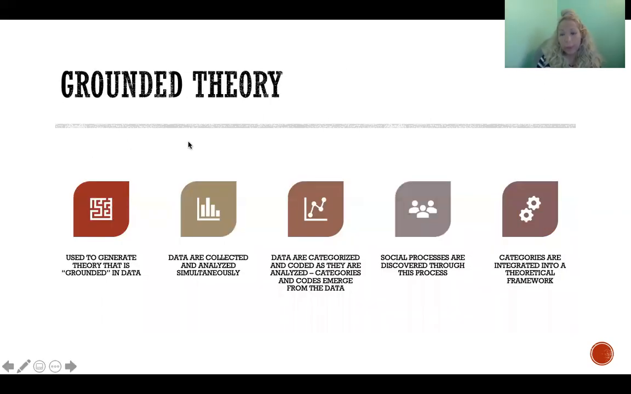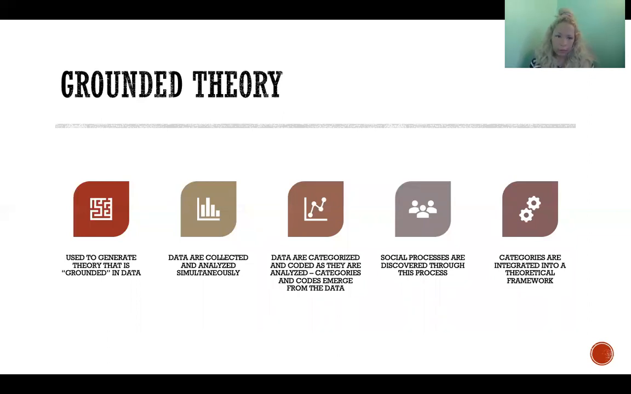Okay, grounded theory is exactly what it sounds like. It's where you're generating a theory grounded in data. That's why it has that name. The purpose in grounded theory research is to generate a new theory to help explain a certain social process or certain thing that is common to human experience of whatever group you might be studying.